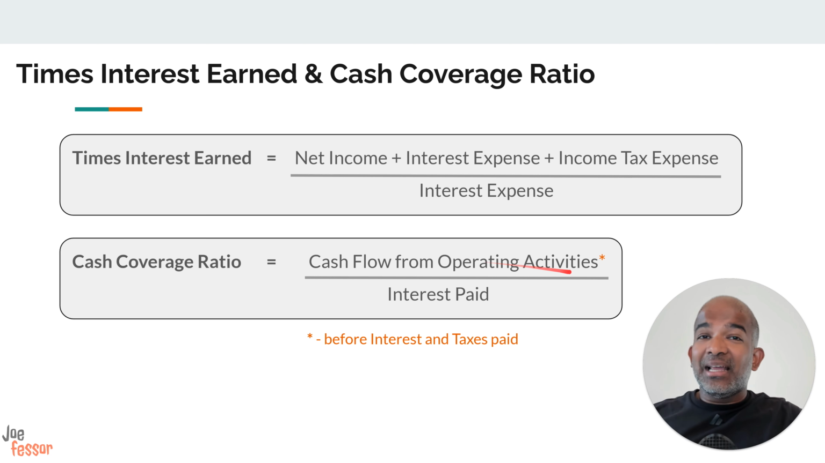Our second measure is the cash coverage ratio. Some analysts argue that the times interest earned ratio is flawed because interest is paid with cash, not with net income. The cash coverage ratio solves this by comparing the cash flow from operating activities before interest and taxes are paid to the actual cash paid for interest. This ratio gives a stronger cash-based assessment of a company's ability to service its debt.